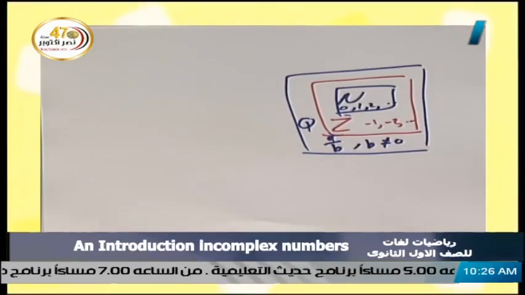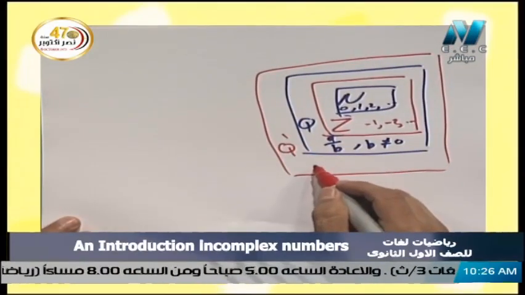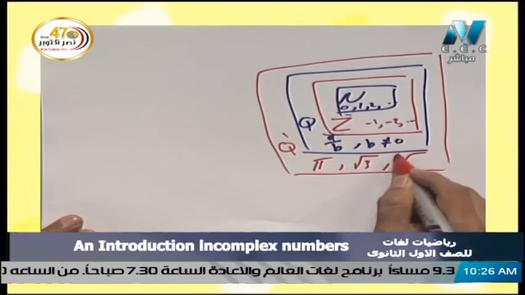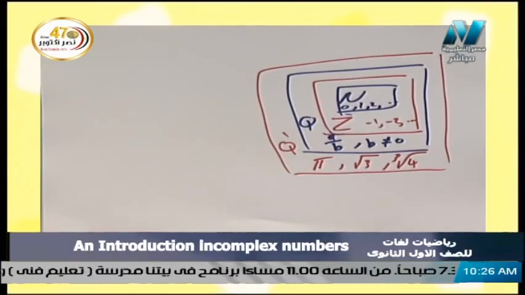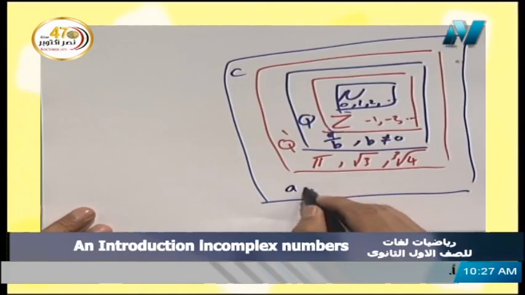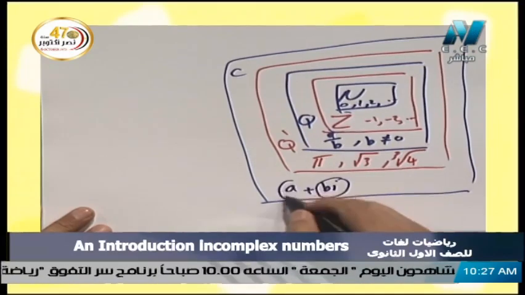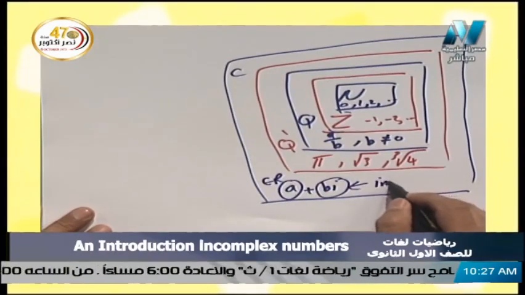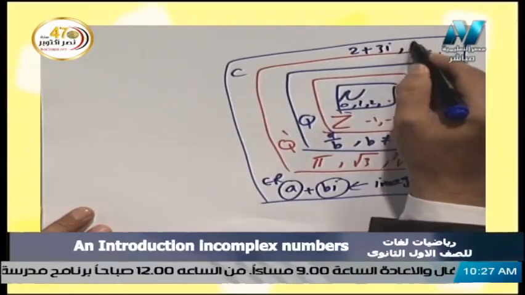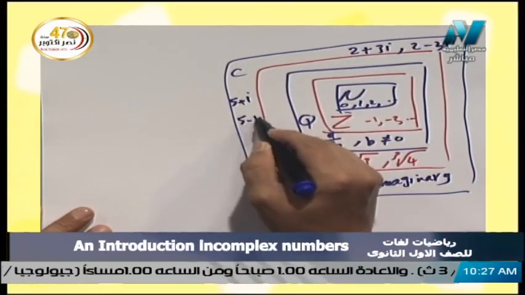And we extend these numbers also, because we have Q dash. Q dash here is the numbers such as pi, square root 3, cubic root 4, and so on, and we extend them by complex numbers. Complex numbers here is C. C is a plus bi. A and b are real numbers, but bi is the imaginary part of this number. A itself belongs to R. This is an imaginary number, such as 2 plus 3i, 2 minus 3i, 5 plus i, 5 minus i, and so on.